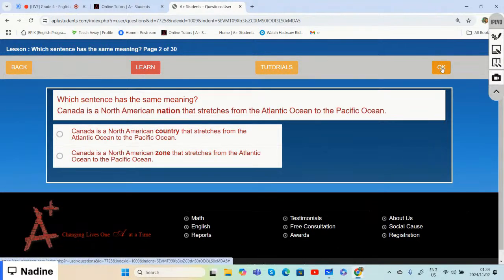The next one says Canada is a North American nation that stretches from the Atlantic Ocean to the Pacific Ocean. Nation. What is another word for nation? Do we say that Canada is a North American country that stretches from the Atlantic Ocean to the Pacific Ocean? Or option two, it is a North American zone. Is it a country or a zone? Option one, country. Option two, zone. Which one is correct?